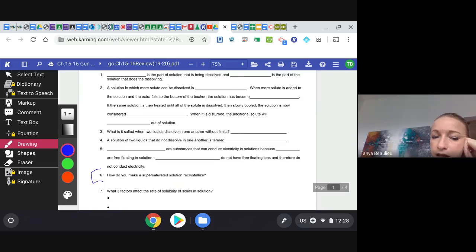Last thing is number 6, how do you make a supersaturated solution recrystallize? Initially, it is all dissolved. So if it's supersaturated, it's all dissolved. It looks just like a clear solution. If I add a crystal of the solute, like they did in the lab, then that solution will recrystallize. It will come back out of solution and you will see all the pretty crystals produced there.